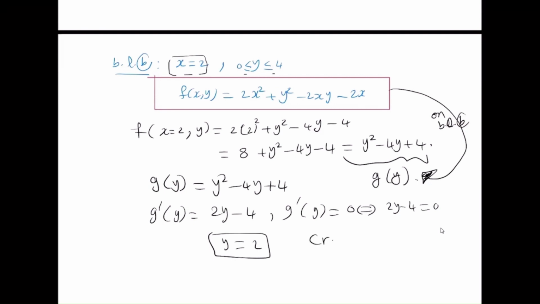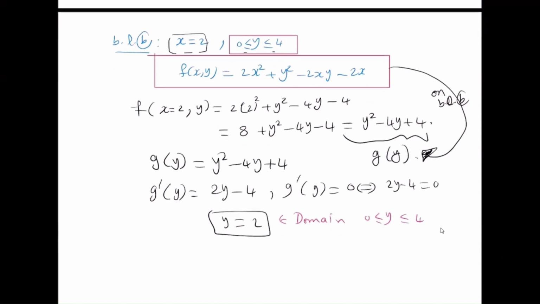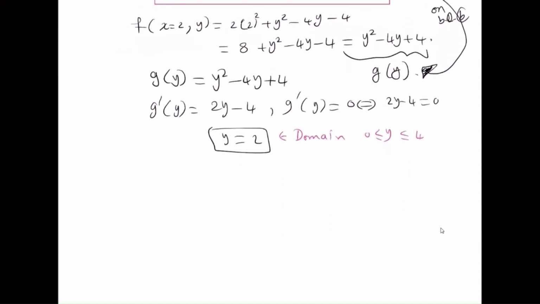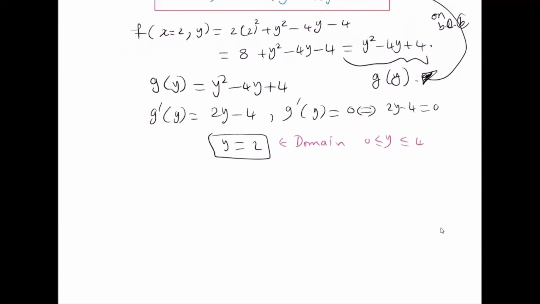Is this in the domain? Look carefully. Yes, it is inside the domain. Taken or rejected? Taken. It is in the domain: y bigger than 0 and less than 4, inclusive of the endpoints since it is a closed domain. So it is a critical point.